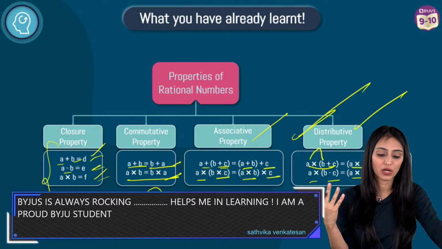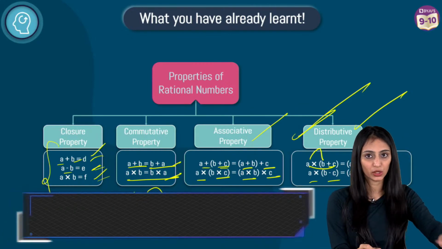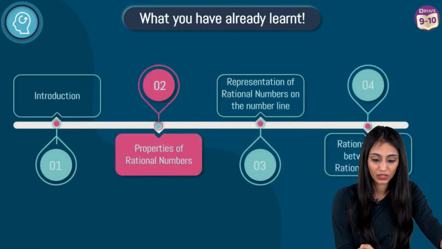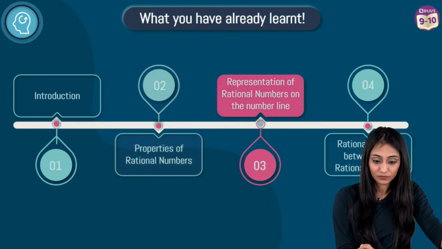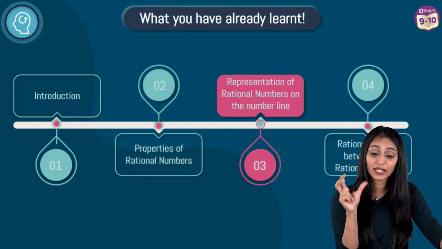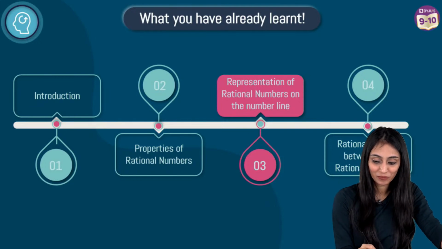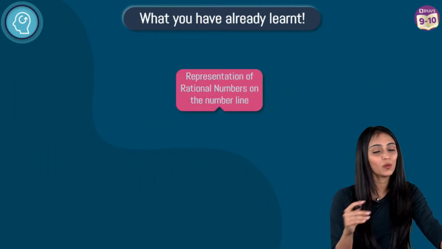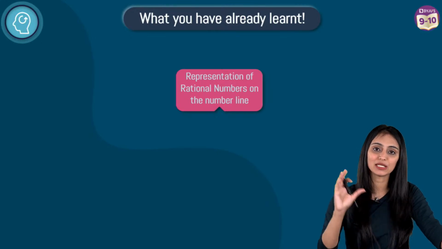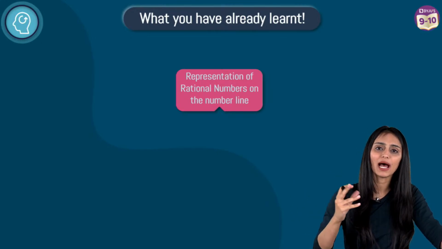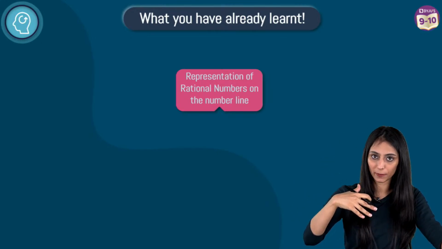So this was a brief introduction about the properties of rational numbers that you have already studied in the previous grade. Talking about the next thing, we've already learnt about the representation of rational numbers on the number line, right? We know that any rational number can be represented on the number line, and a rational number has a numerator and a denominator, right?